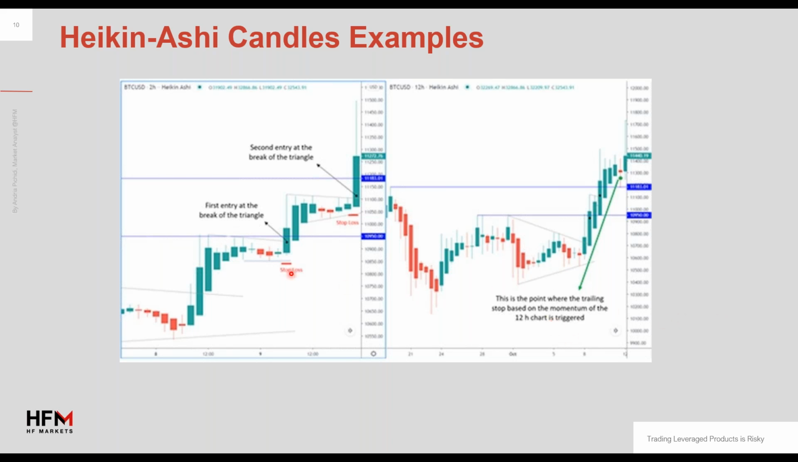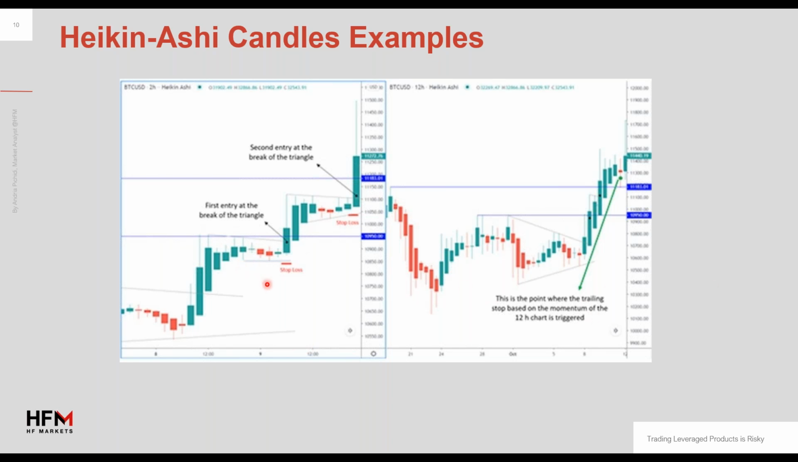Because these continuations, like this one, can be framed under any continuation pattern, which could be a wedge or a triangle or a ranging market, etc. So from this specific example that I show you over here, we had two possible entries after the breakout of the triangle, right? So you can see them over here. I have spotted them over here.